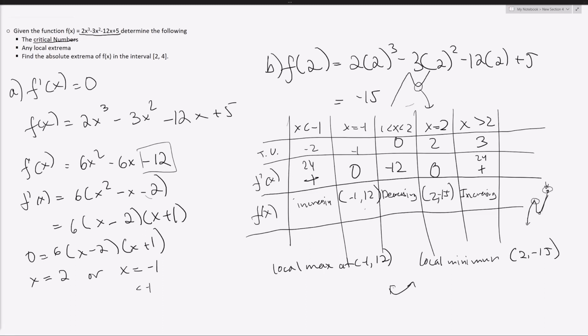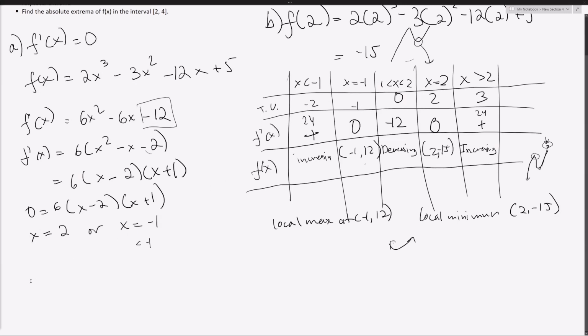For part C, our question asks us to find the absolute extrema of f of x in the following interval. So that is pretty easy to do. First of all, let's find the absolute minimum. If you just want to quickly sketch out the graph, it would look something like this. The idea is that either this point or this point here would be the minimum, right? Because from here we know that we were increasing, which would mean we would start at a small value. Then we also got to our local minimum, which was 2, -15.